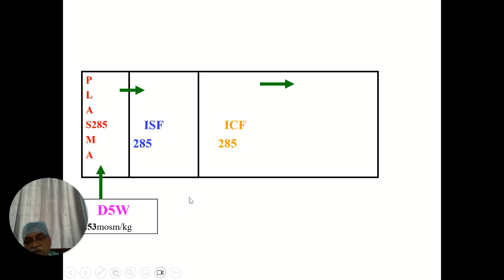Disadvantages of 5% dextrose: if you give too large a volume, since it is hypotonic, water accumulation will occur, that dilutes the sodium, so dilutional hyponatremia and water intoxication can occur.